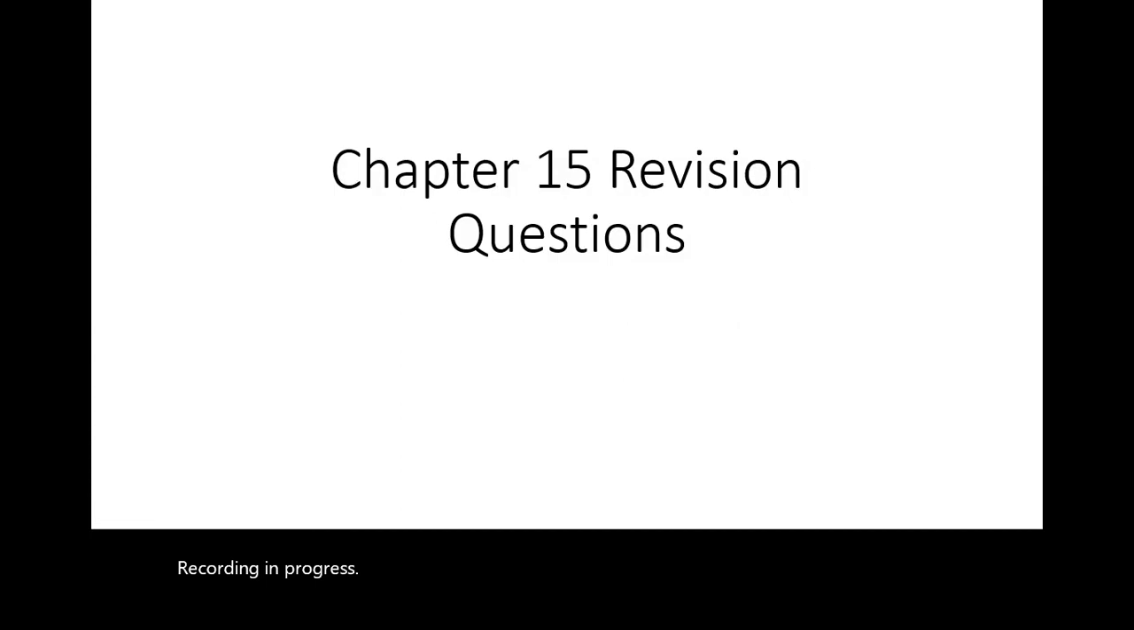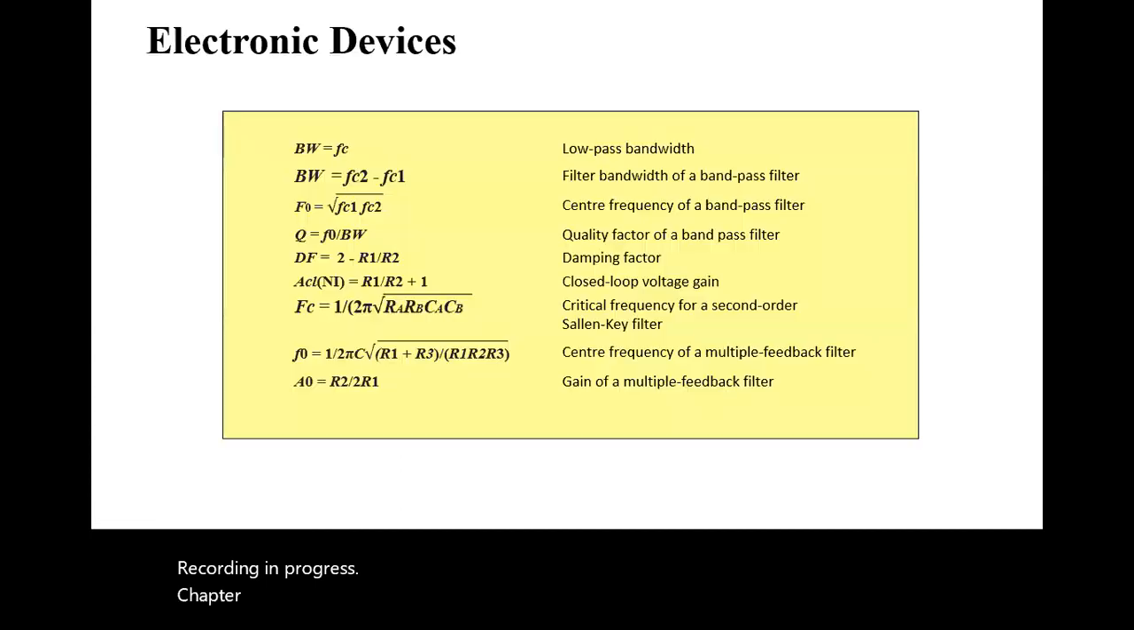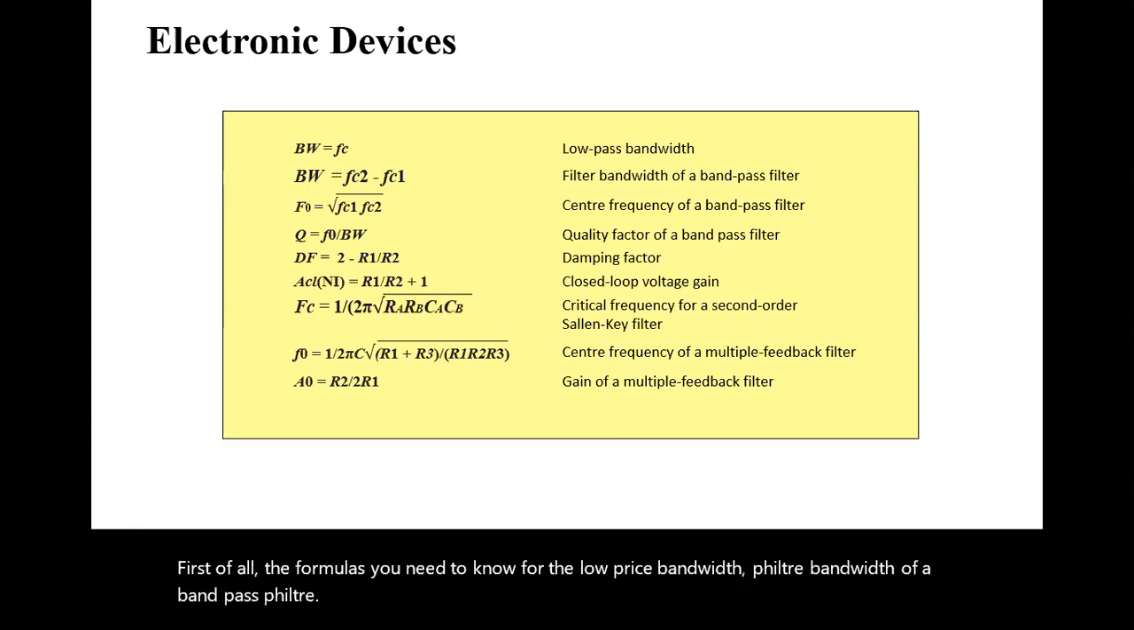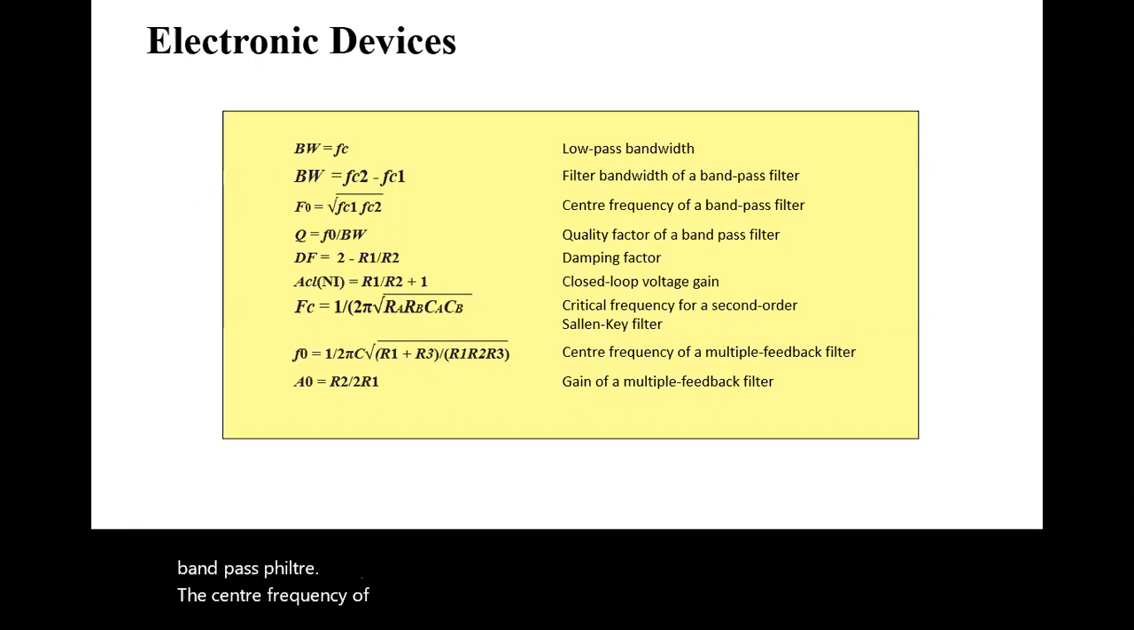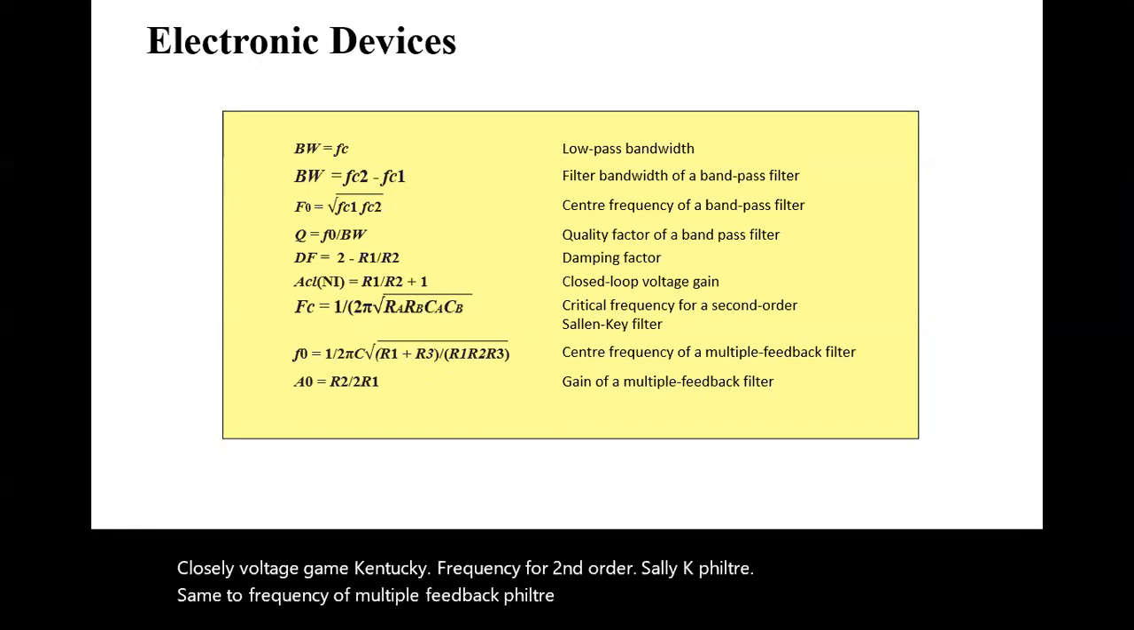Chapter 15, revision questions. First of all, the formulas you need to know: the low pass bandwidth, the filter bandwidth of a bandpass filter, the center frequency of a bandpass filter, the quality factor of a bandpass filter, the damping factor, the closed loop voltage gain, the critical frequency for a second order Sallen-Key filter, the center frequency of a multiple feedback filter, and the gain of a multiple feedback filter.